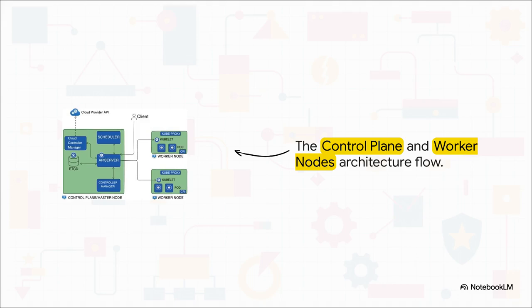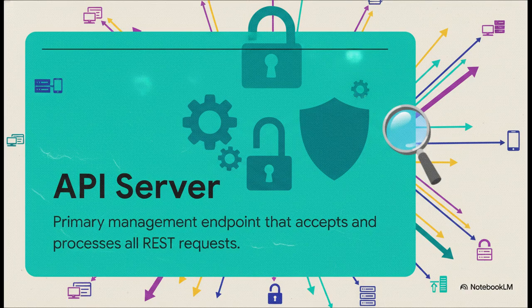Now, zooming in on that C-suite, we have the API server. You can think of this as the primary communication hub. It essentially acts as a hyper-efficient executive assistant for the entire cluster. Every single REST request, whether it's coming from an external client or an internal component, routes straight through this API server. It's the ultimate gatekeeper. And the best part, it never takes a day off.